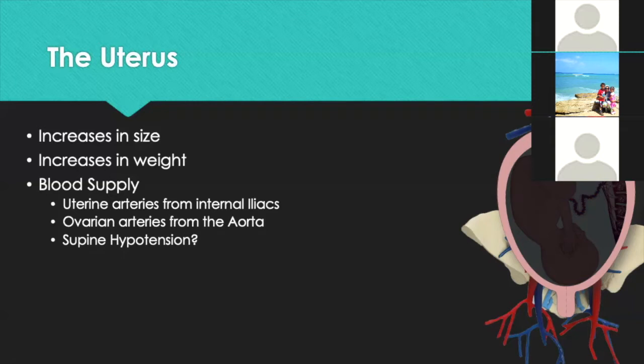It's the compression of the IVC. So basically the blood is going to the lower limbs via the aorta. It can't come back because the IVC is blocked. That's why you get hypotension. There's no blood to be pumped anymore. So there's lots of blood accumulating in the legs.